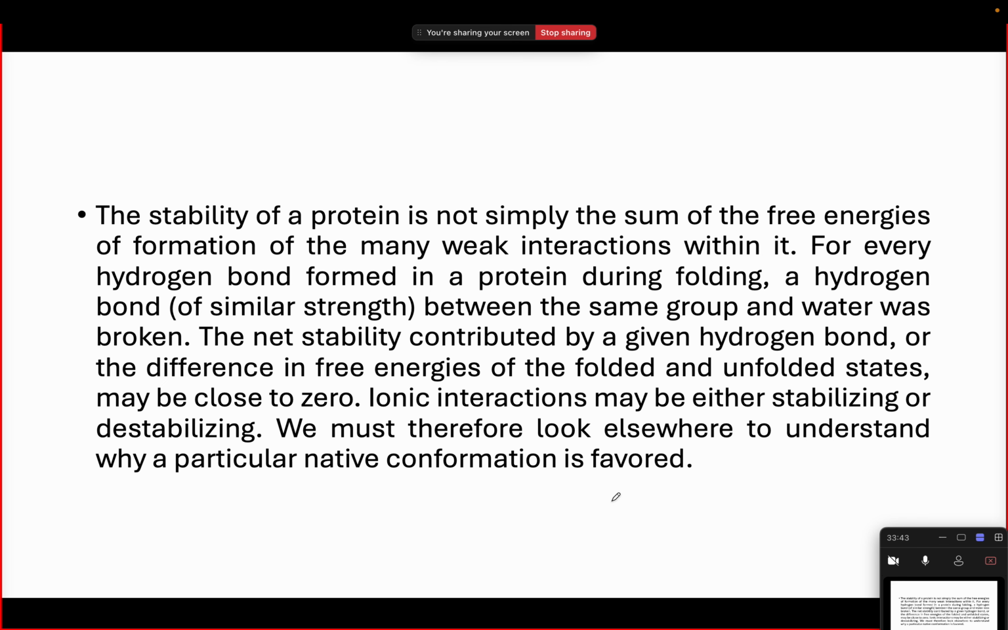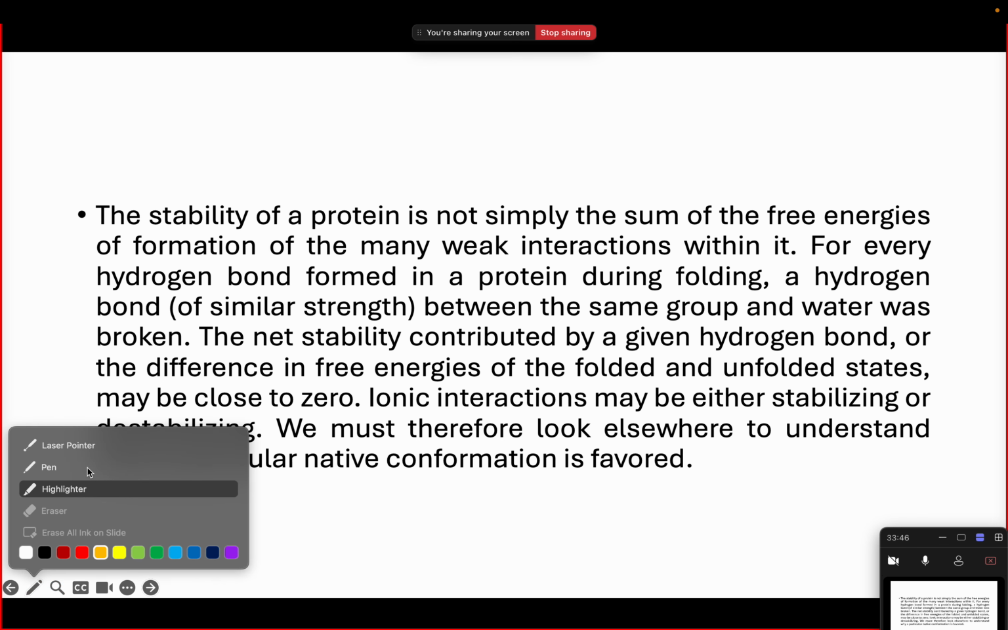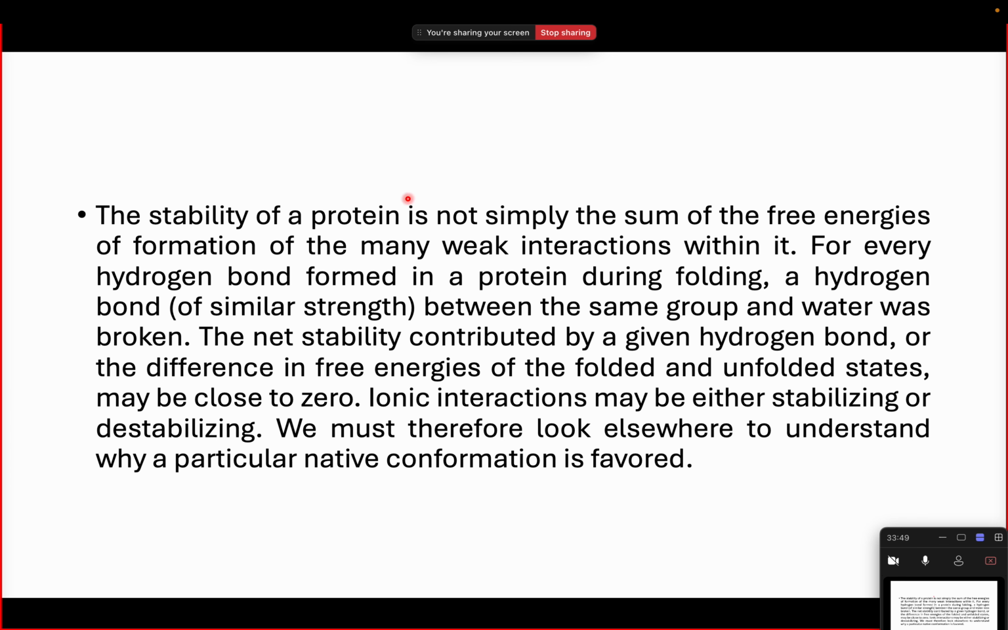The stability of a protein is not simply the sum of the free energies of formation of the many weak interactions within it. For every hydrogen bond formed in a protein during folding, a hydrogen bond of similar strength between the same group and water was broken. The net stability contributed by a given hydrogen bond, or the difference in free energies of the folded and unfolded states, may be close to zero. Ionic interactions may be either stabilizing or destabilizing. We must therefore look elsewhere to understand why a particular native conformation is favored.